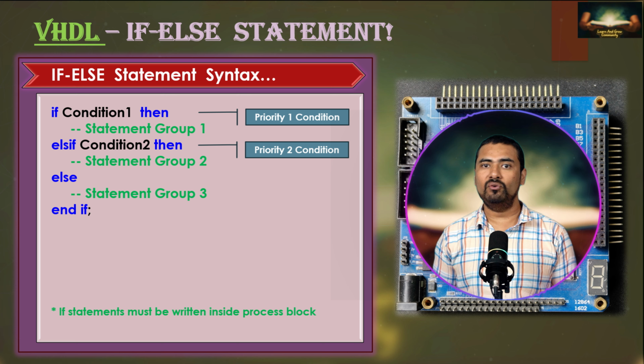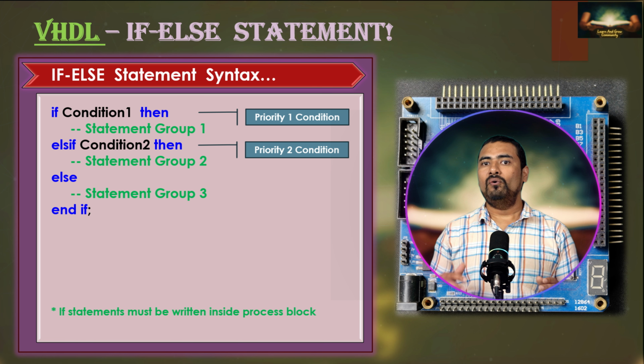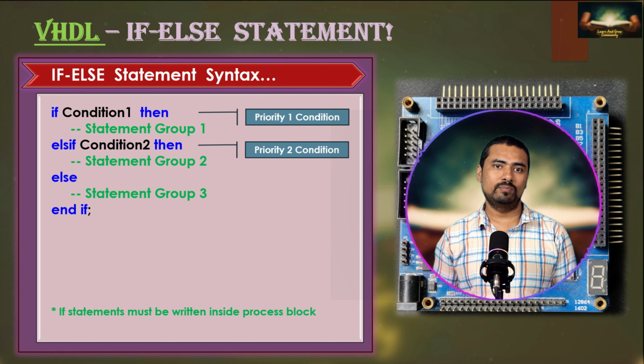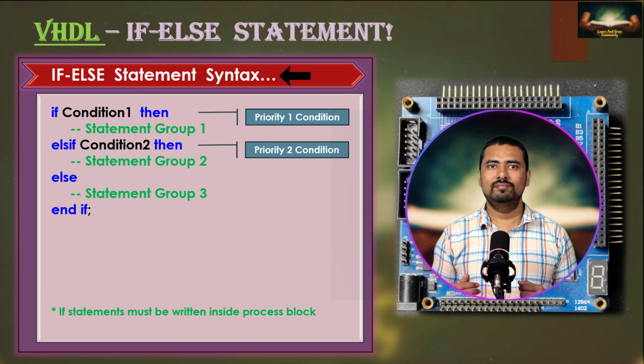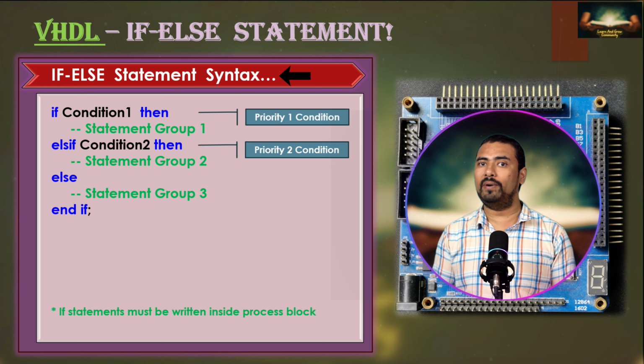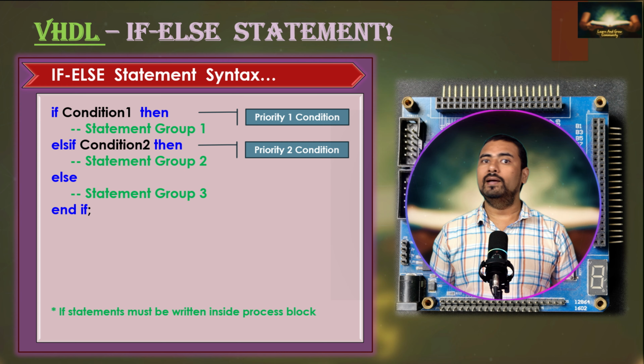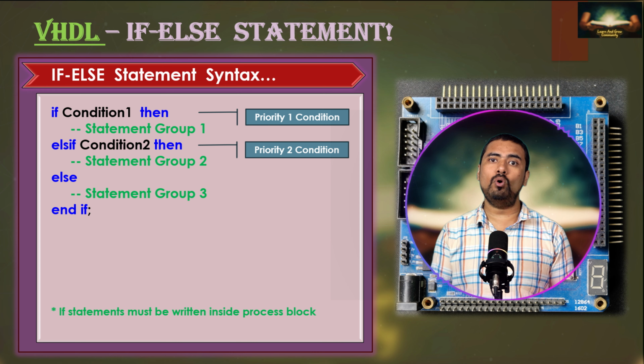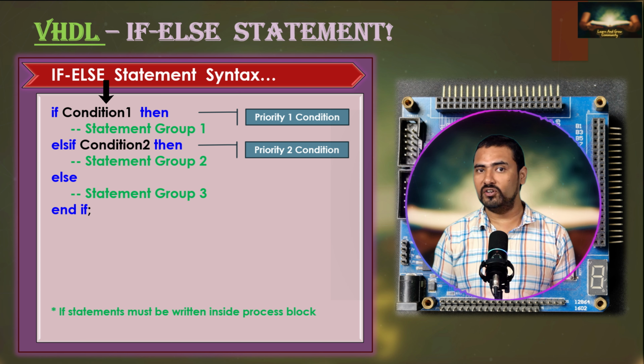Now, in this session, we are talking about one of the widely used features in VHDL designs, which needs to be used inside the process block. And this is the if-else statement. So let's start. Like other programming languages, in VHDL, the if statement is also used for conditional branching within the process block. It allows you to execute different blocks of code based on certain conditions.